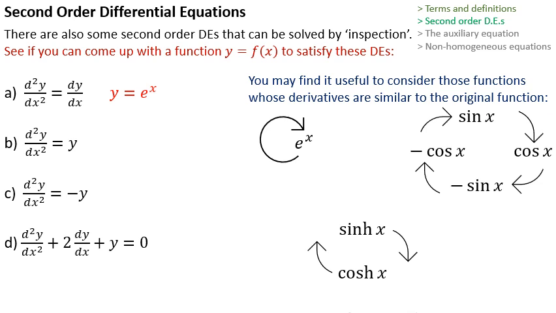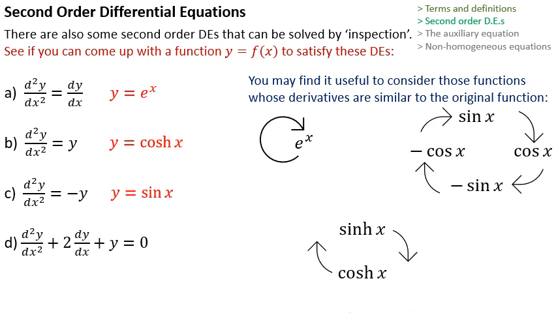For the second one, the second derivative equals the original function. Maybe you've used exactly the same result as you did for part A. I've used cosh x just because I can. The first derivative doesn't match the original function, but the second derivative does. For part C, we can use something like sine. If you differentiate twice, you get something which is not the same as the original, but the exact negative of the original.